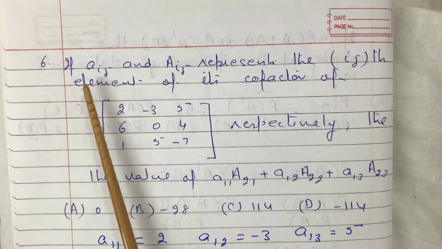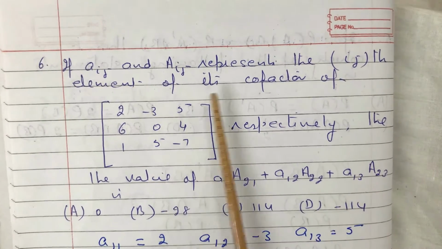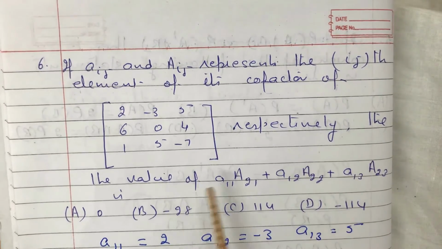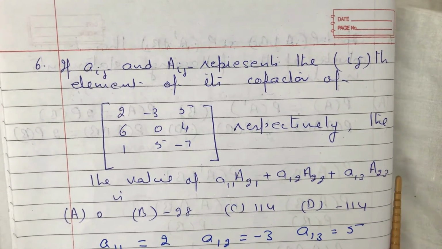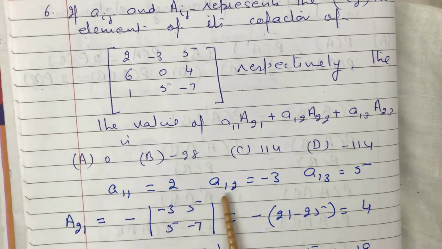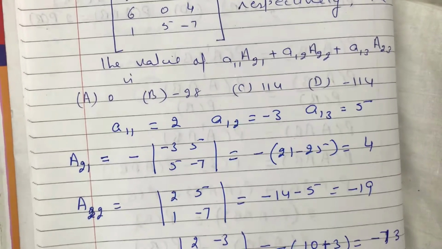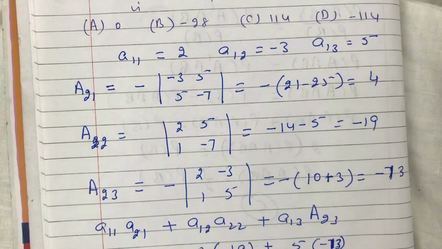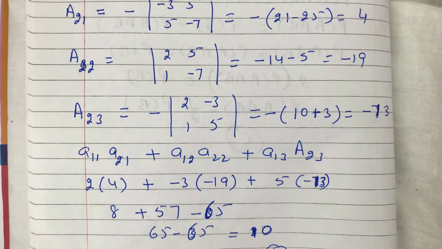Now the sixth question: if Aij and Aij represent the ijth element of the matrix and its cofactor respectively, the value of A11 A21 plus A12 A22 plus A13 A23 is, there are 4 options. Now A11 is 2, A12 is minus 3, A13 is 5, and find the cofactors. You will get the cofactors, and when you substitute the values here you will get 0. So A is the option.